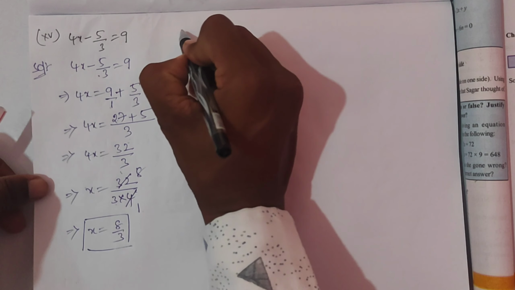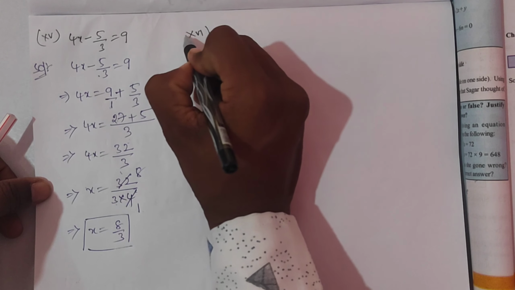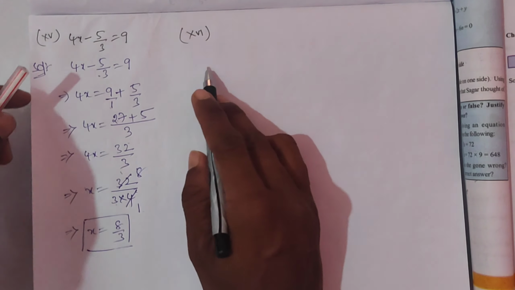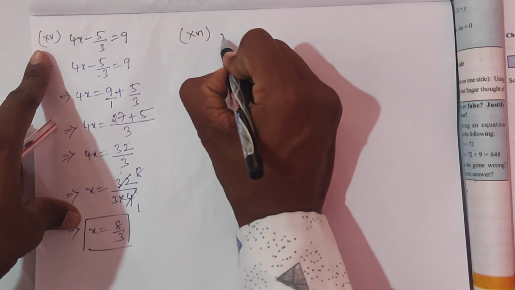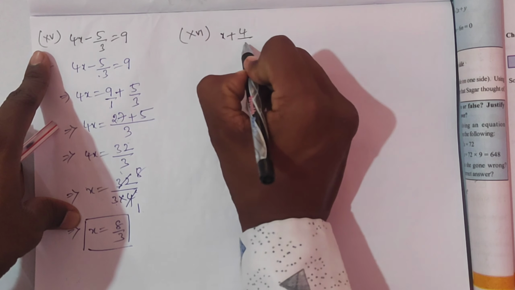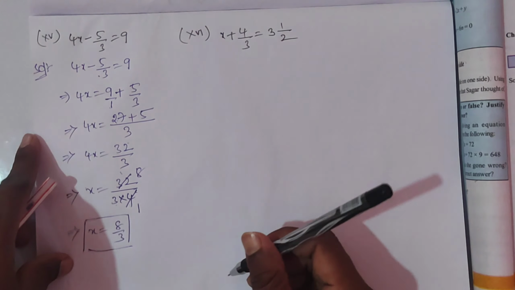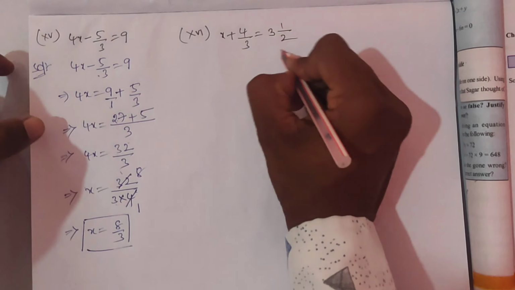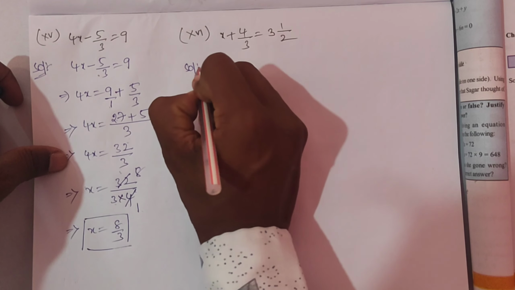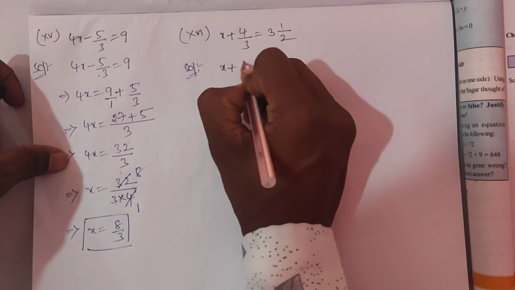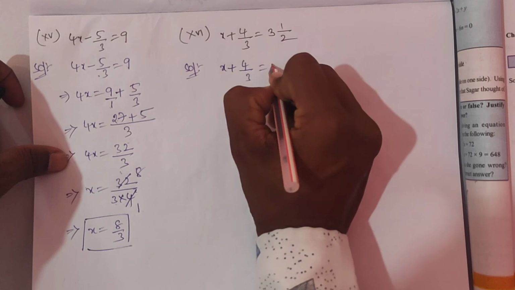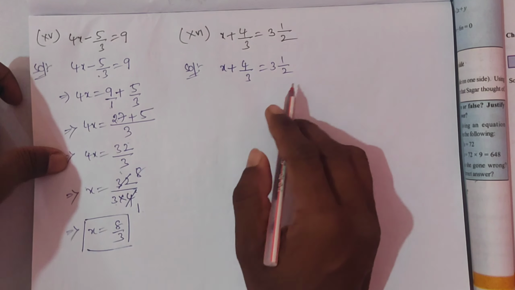Last one, 16th. Same method. LCM method only, but he has given a mixed fraction. The question is what? x plus 4 by 3 is equal to 3 1 by 2. Right? So here a mixed fraction is given. First we'll write the question. x plus 4 by 3 is equal to 3 1 by 2.